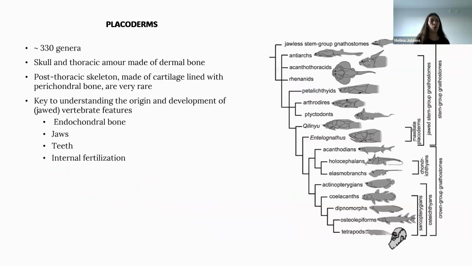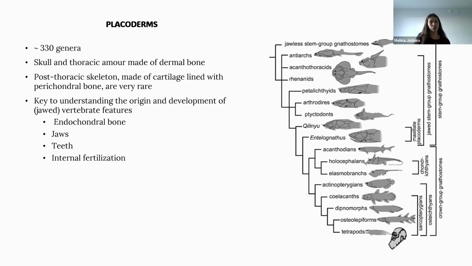So there are over 300 genera of placoderms. You can see the different groups here. So we have Enteriarchs, Acanthothoracids, Renanids, Petalichthyids, Arthrodires, Ptyctodonts, and these weird funky guys called the maxillate placoderms. So all these fall within the term placoderm. So there's quite a few clades among them.